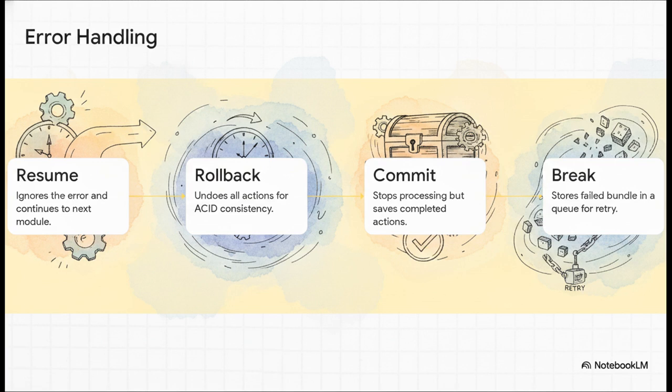You can use break to store that failed bundle in a queue and automatically try it again later. Or, and this is incredible, you can use rollback, which completely undoes all the actions in that run to maintain ACID compliant database consistency. I mean, that is a true enterprise-grade safety net right there.